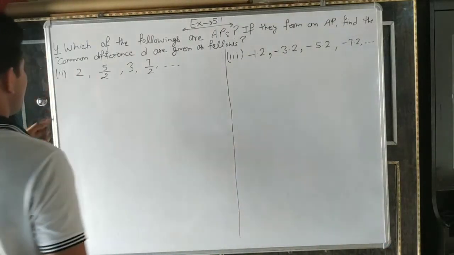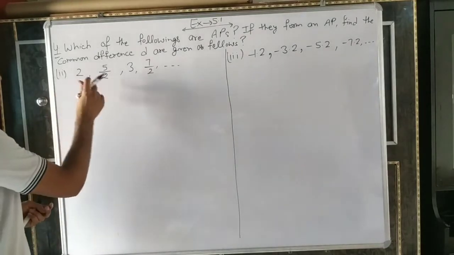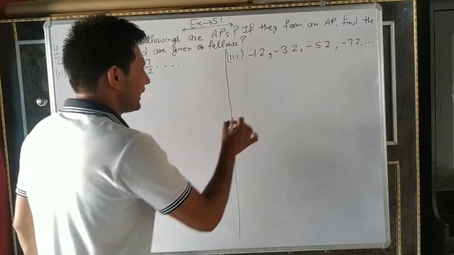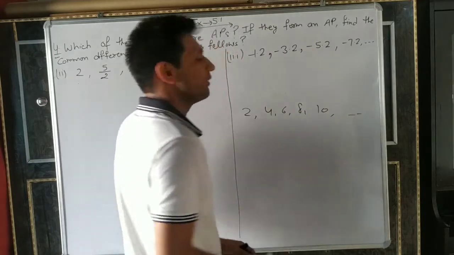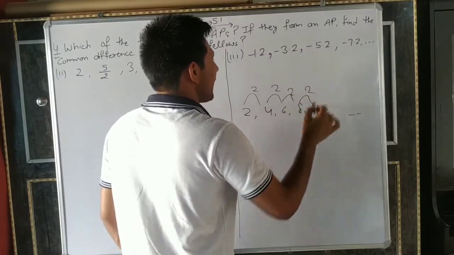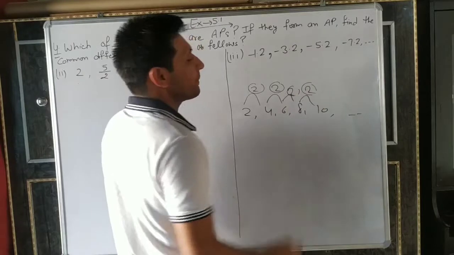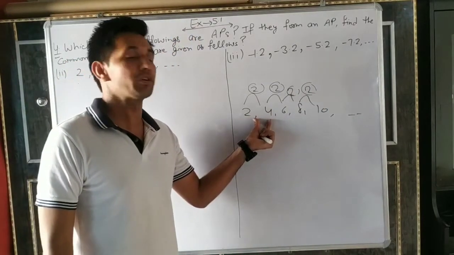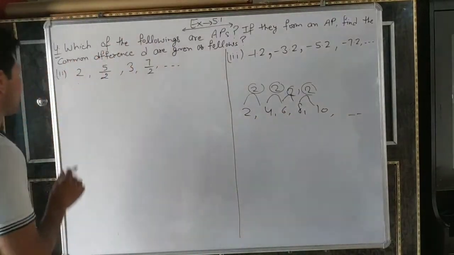Everyone knows it is the first term, the second term: a1, a2, a3, a4. If it is an AP like 2, 4, 6, 8, how do we check? Every time we are adding 2, so it means it is an AP. The common difference between two consecutive terms is the same, so it is an AP. So how will we check it?